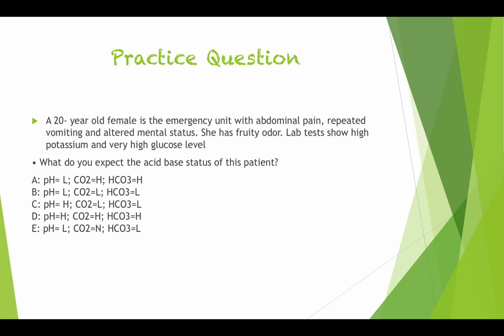A practice question. A 20-year-old female in the emergency unit with abdominal pain, repeated vomiting, and altered mental status. So this is a common presentation of patients with type 1 diabetes. They are young, they come with GI symptoms. She has a fruity odor. Fruity odor means that she is producing acetone, and this happens in cases of diabetic ketoacidosis.